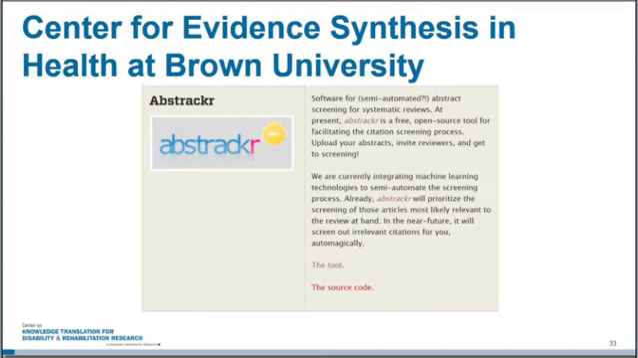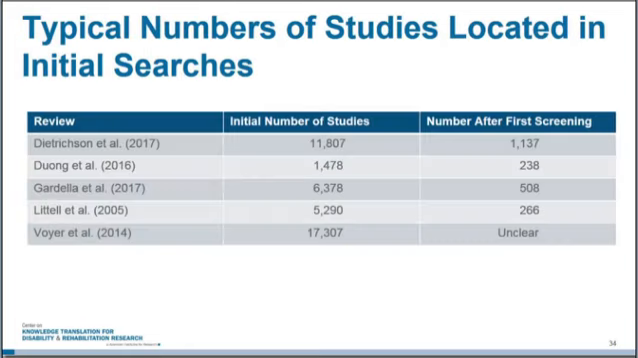It also helps you organize multiple screeners. There are ways to set up an Abstractor project that will help you use multiple screeners to look at the same data and produce reports on the agreement between those two screeners. So this is a really useful and free tool that can help with the screening process. And the reason why you need this is in this next slide.